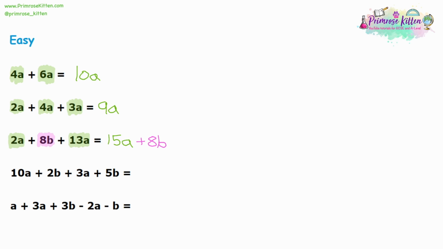Now again, we could add them together. We could say that we've got 23 fruit, but we've lost information. We don't know exactly how many apples and bananas we had. So we're going to leave it like that for our final answer.